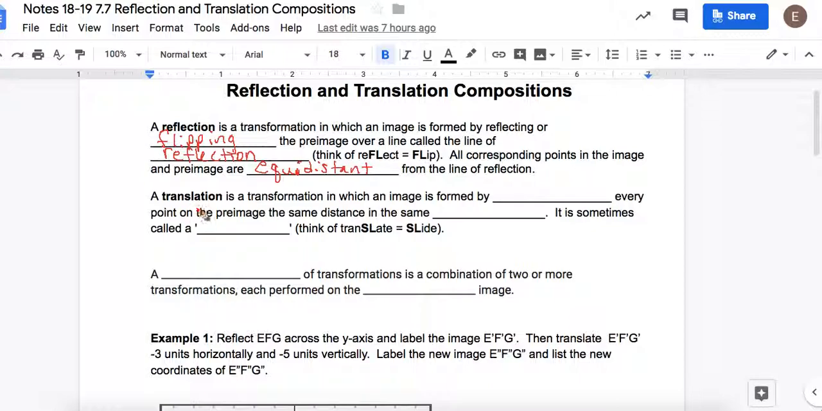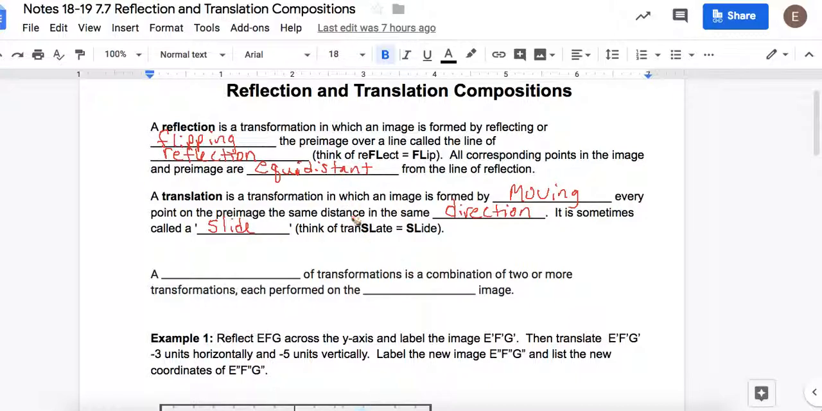Okay, a translation is a transformation in which an image is formed by moving every point on the pre-image the same distance in the same direction. It is sometimes called a slide. Think of translate has the word letters SL in it, and those are the beginning letters of the word slide.